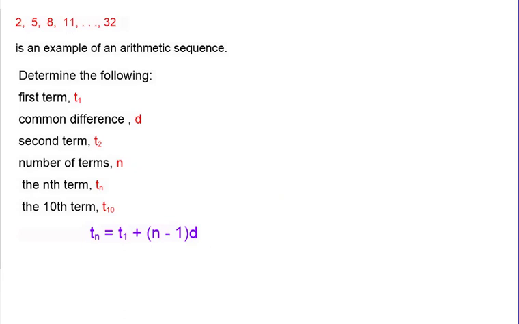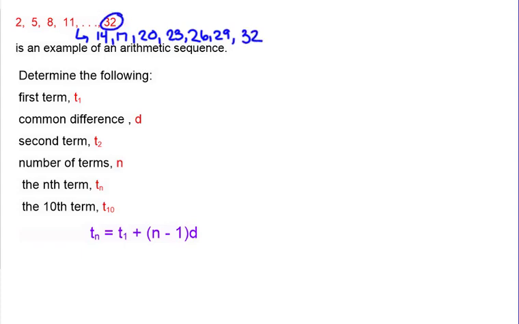Our next one: 2, 5, 8, 11, and so on until 32. This is an example of an arithmetic sequence. If I was to fill it out, we would then have 14, 17, 20, then 23, 26, 29, and then we would have our 32, which was our end term.